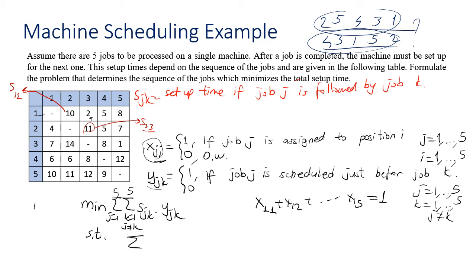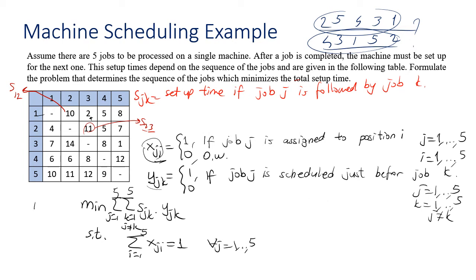And how do we write this? We say that this x_ji, summation over i from 1 to 5, should be equal to 1 for each job, so they can only be assigned to a single position. This is very similar to the assignment problem formulation.